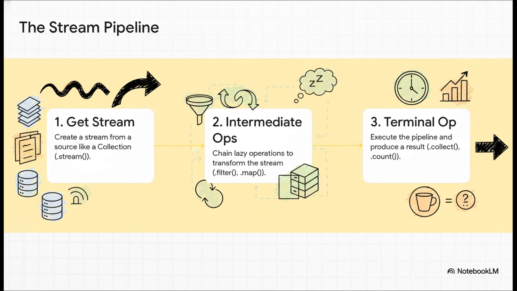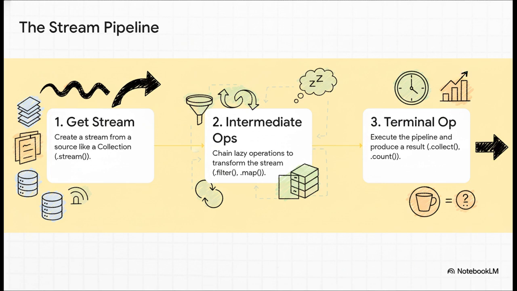So how does this magic actually work? It's not magic at all. It's actually a really elegant three-step process. First, you start with a data source and you get a stream from it. Simple enough. Second, you chain together any number of these intermediate operations, things like filter or map or sort, to shape the data. The cool part is, these are lazy, so no work actually happens yet.